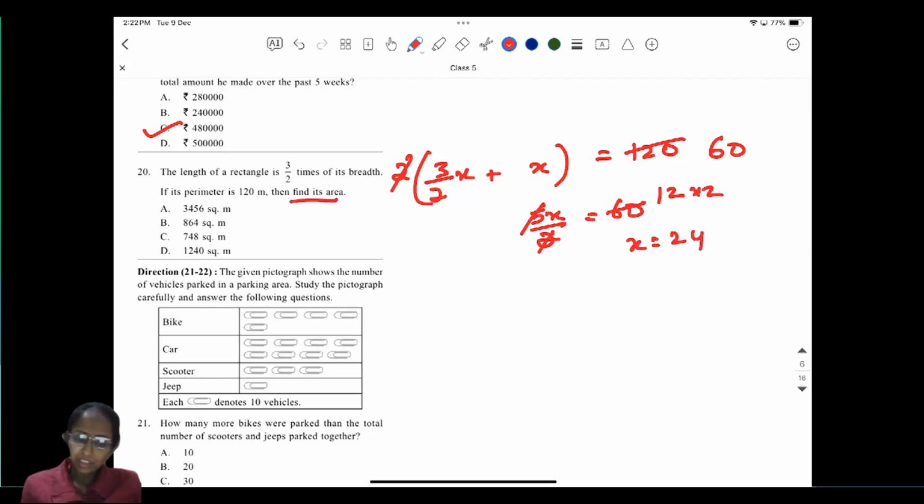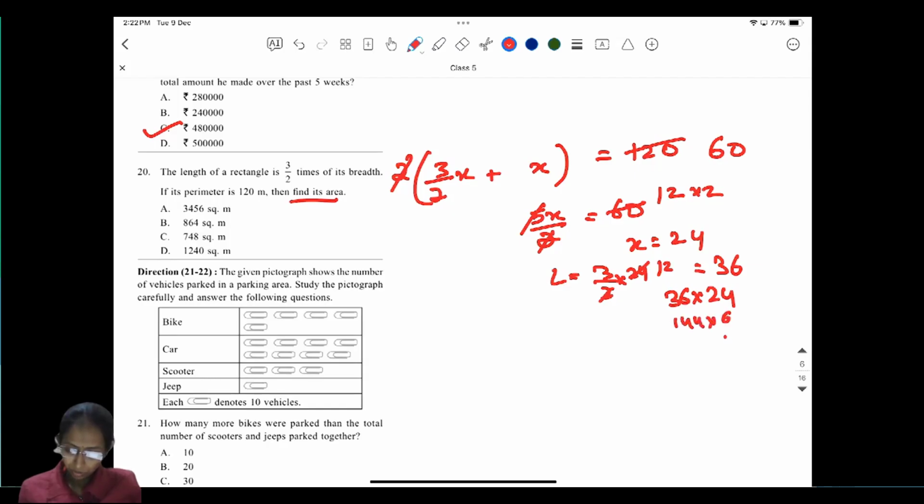Now we need to find the area of this. That means the breadth is 24 and the length is 3 by 2 times 24. We are having this as 36. So area will be 36 into 24. This will be my area. When we multiply this, we will be having 144 into 6 is 24, 26, 864. Okay.